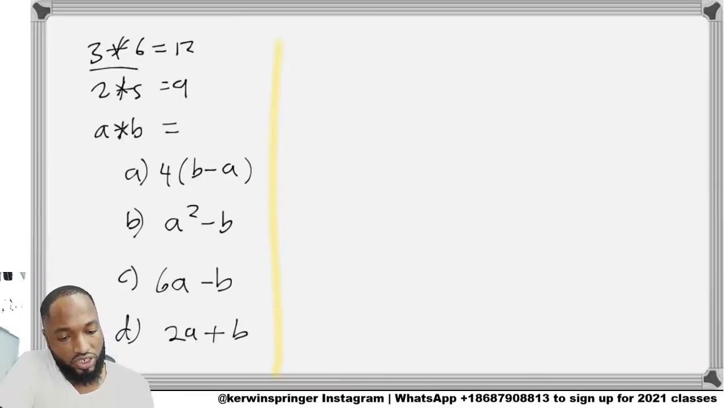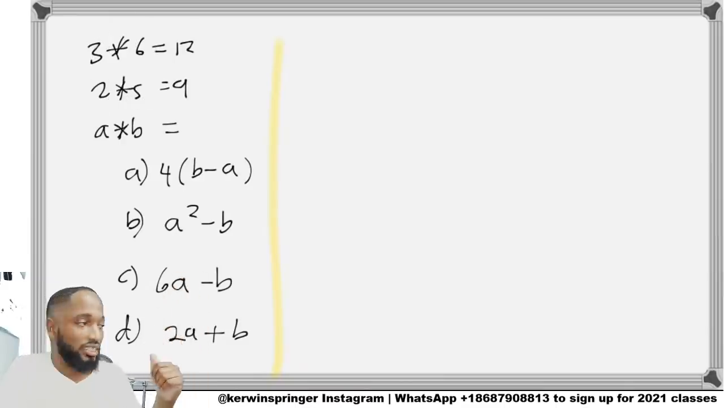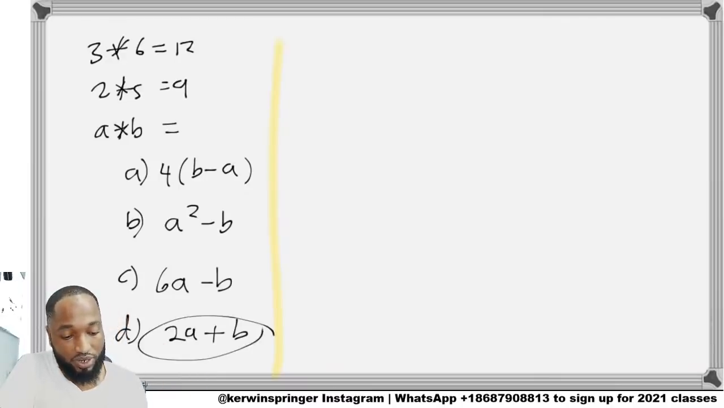So if 3 star 6 is equal to 12 and 2 star 5 is equal to 9, and you want to know what A star B is, this is in the position of A, this is in the position of B. So you're just testing out each one of these and seeing which one actually works. Like people said D, well let me go and test out D one time.